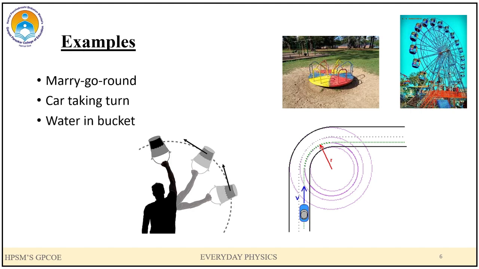Water in a bucket. If you put water in a bucket and try to rotate it with a force such that the bucket is on the top, the water doesn't fall down, although there is gravity. That is because gravity is counteracted by the centrifugal force.